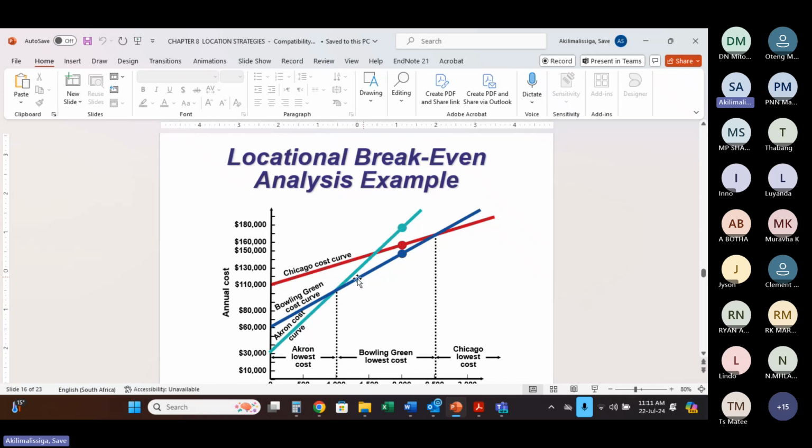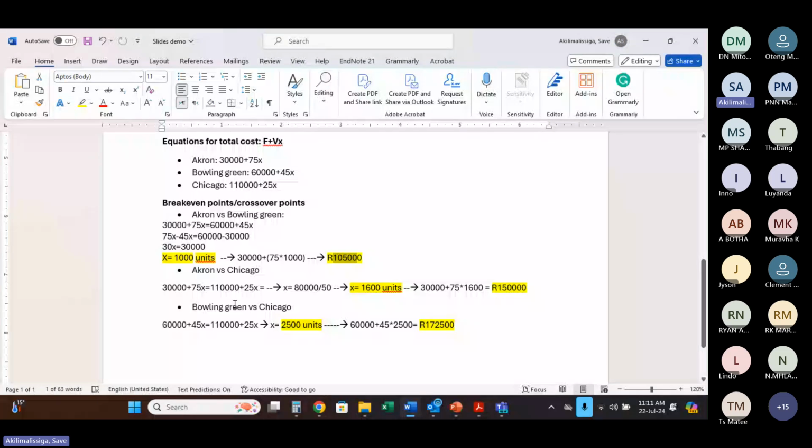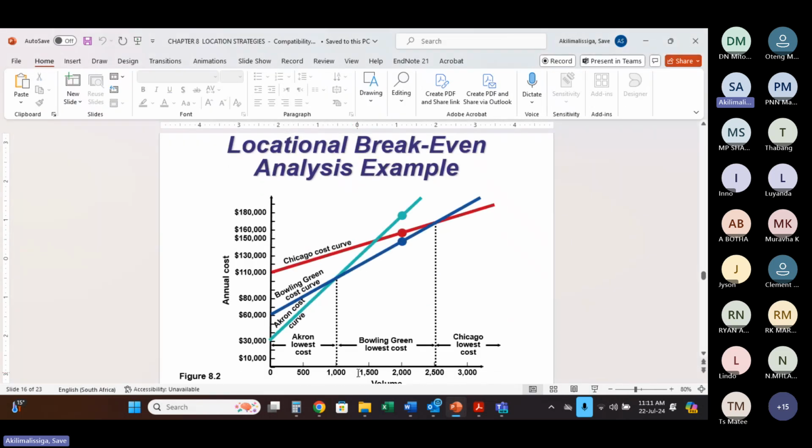Now let's move on to the next crossover point. Based on our calculations here, the next one was Akron and Chicago. And this gave us 1,600 units, and the cost at that point is 150,000. So again, if you come to the graph here, you identify where 1,600 is. 1,600 should be somewhere here. 1,600 units. So again, you draw a line going up.